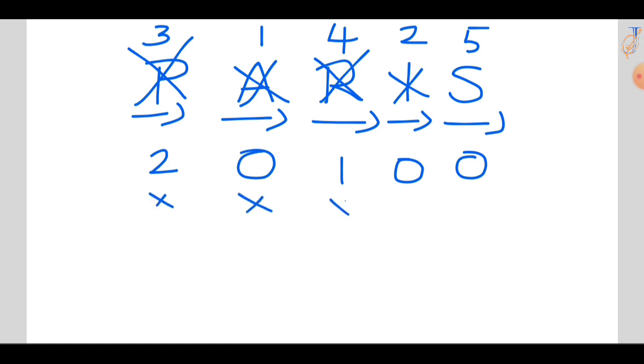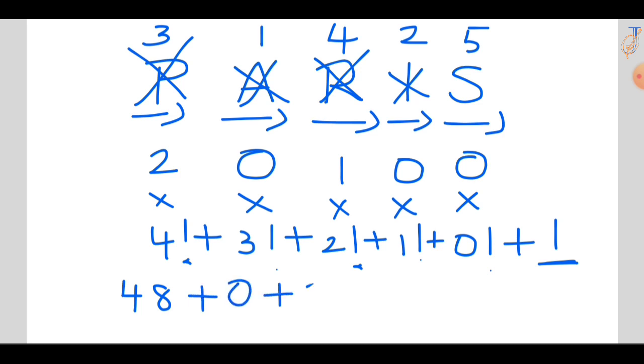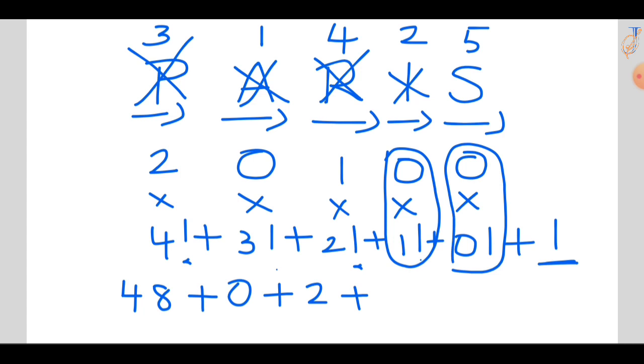Now multiply with the factorials: 0 factorial, 1 factorial, 2 factorial, 3 factorial, 4 factorial, and then you add it. When you are adding, you have to add plus 1 here. 4 factorial is 24. 24 times 2 is 48, plus 3 factorial times 0 is 0, plus 2 factorial times 1 is 2. Then 0 times 1 factorial is 0 and 0 times 0 factorial is 0. So this is 0 and you have plus 1. 48 plus 2 is 50. 50 plus 1 is 51. So the word PARIS has 51st rank.